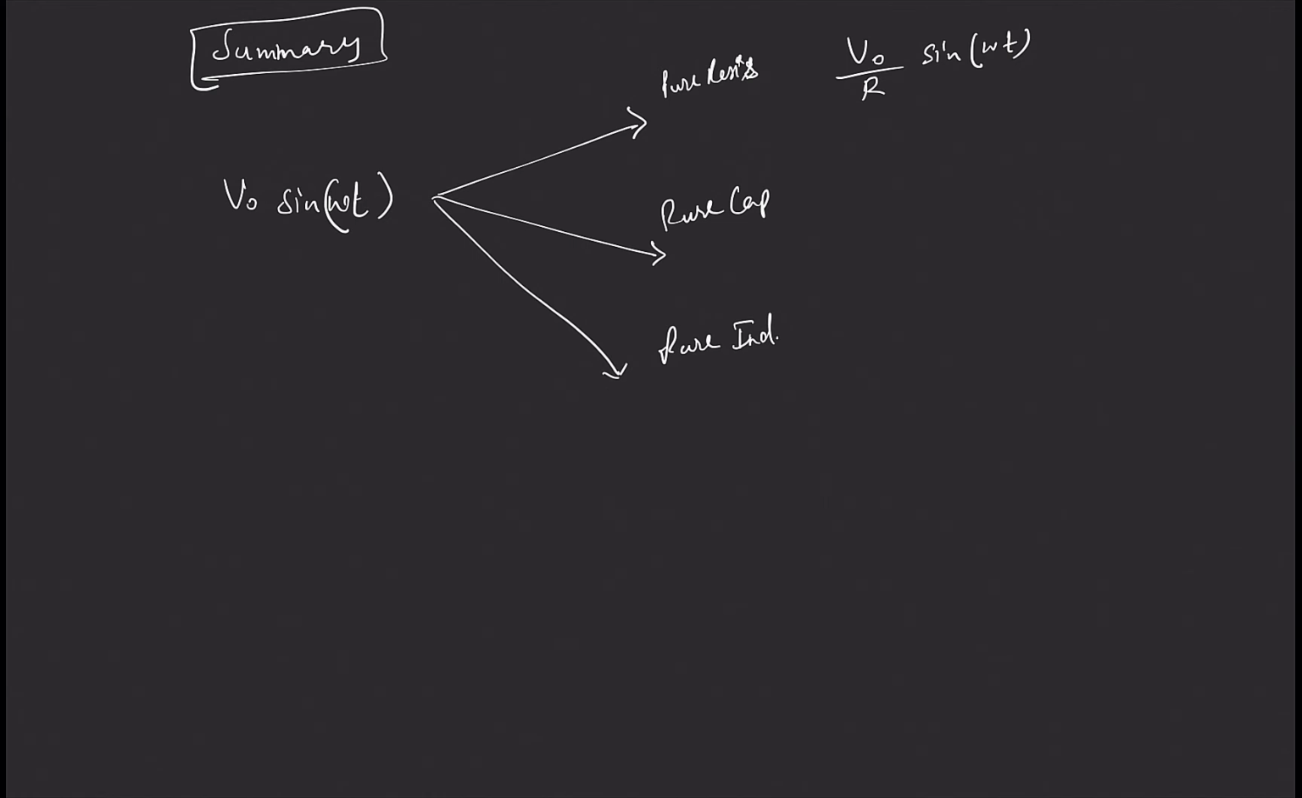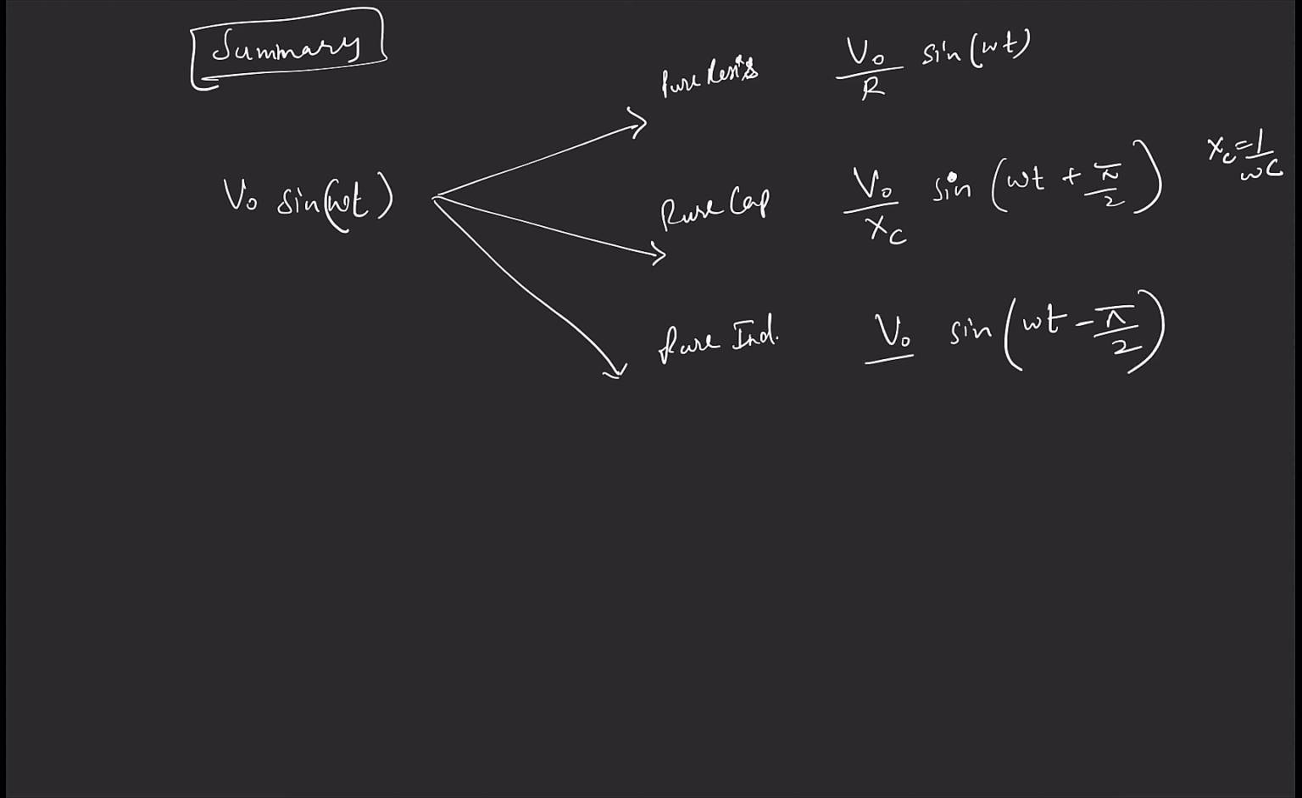In a pure capacitive circuit, the instantaneous current would be, firstly we have to remember that for a capacitor the current leads by angle pi by 2, so we add angle pi by 2, and then the peak value is V0 by XC, where XC is equal to 1 upon omega C. Similarly, we can find the instantaneous value of current for a pure inductive circuit. We know that current lags behind voltage in case of an inductive circuit, so it would be sine of omega t minus pi by 2, and the peak value would be V0 by XL, where XL is equal to omega L.